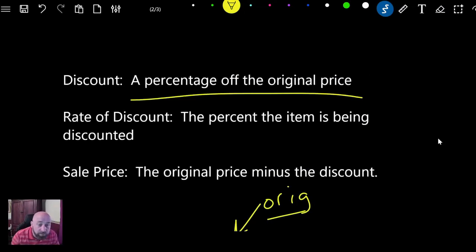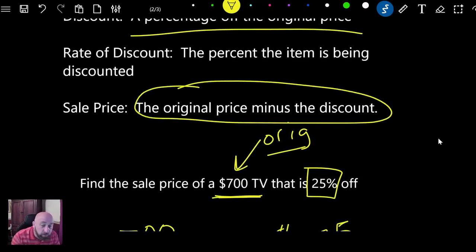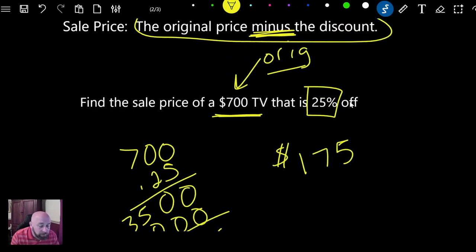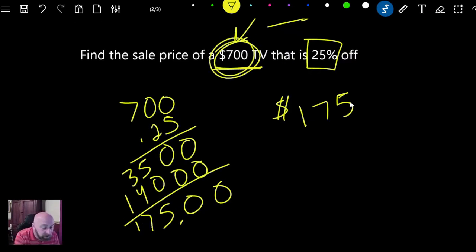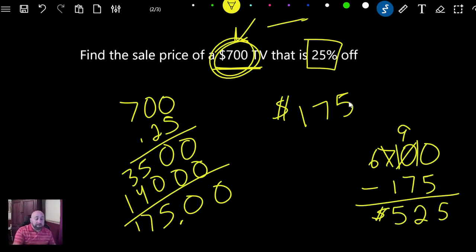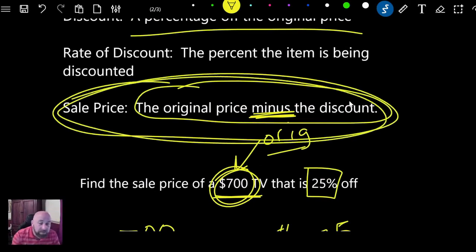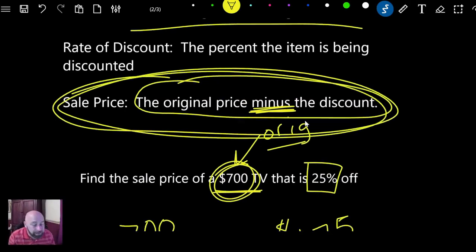That's the percentage off. Now, how are we going to find the sale price? Look, we take the original price minus the discount. All right. So let's take the original price, $700, minus 175, and we will get $525. That's how much we have to pay. So what is that called? That's called the sale price. That's the price of the item that is on sale.